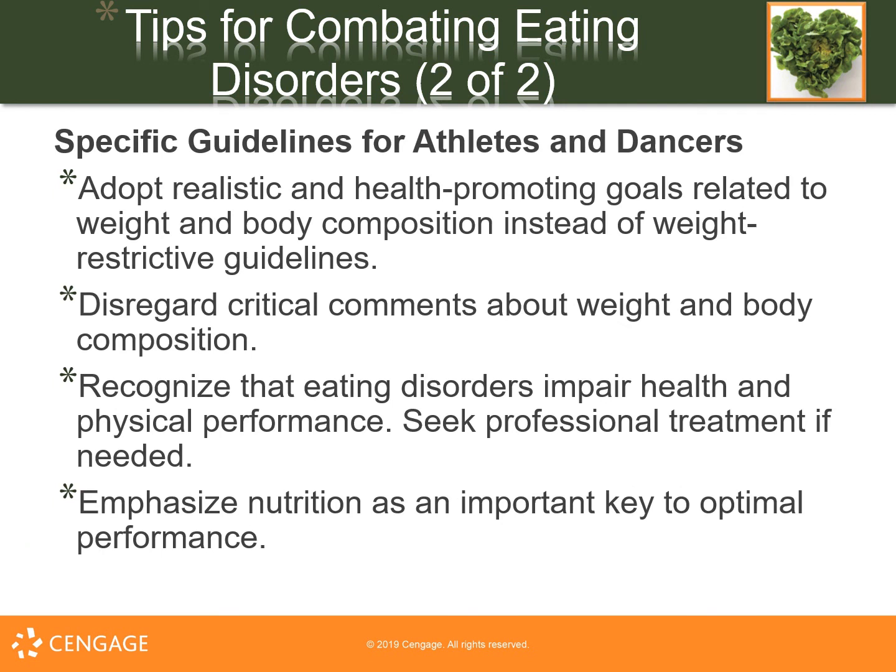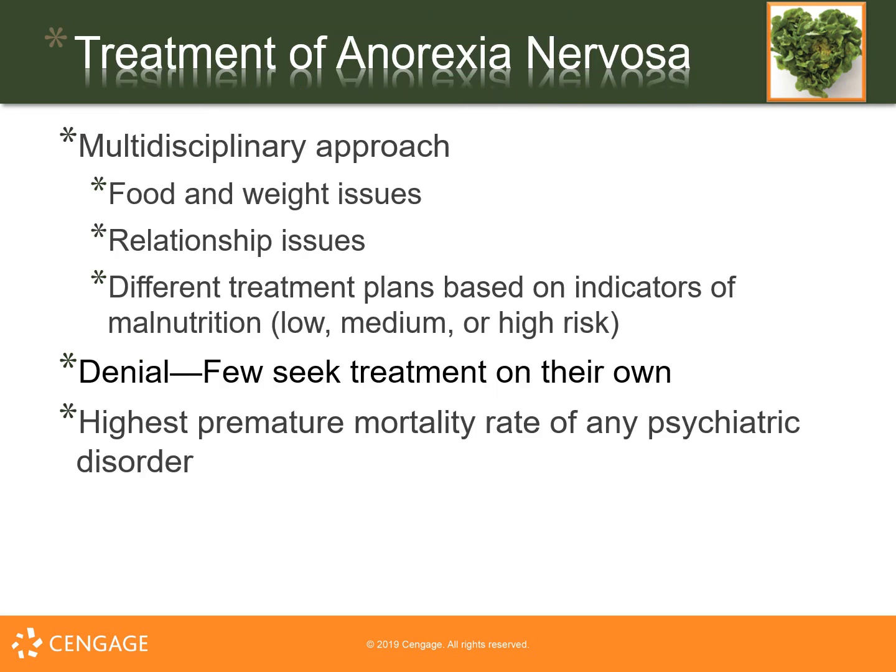Here are some other things or tips that you can do, some other strategies. So for example, emphasize nutrition as an important key to optimal performance. Treatment of anorexia nervosa. I mentioned some in the former slides, but your book re-emphasizes what I said: multidisciplinary approach, food and weight issues should be addressed, relationship issues as well.